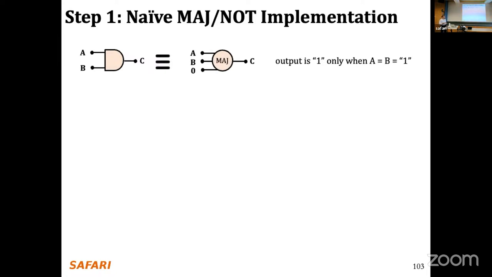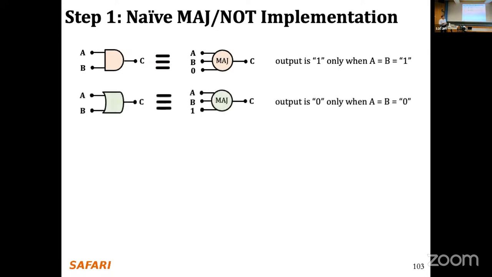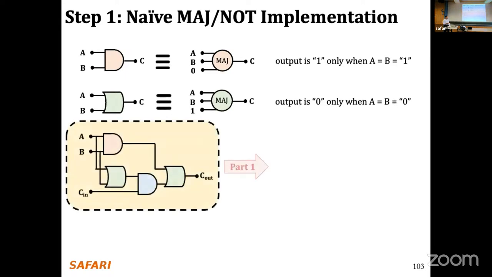So if you have an AND gate, for example, this AND gate is equivalent to a majority gate, but you set one of the inputs of this majority gate to zero. If you have an OR gate, this OR gate is equivalent to a majority gate where one of the inputs is one.